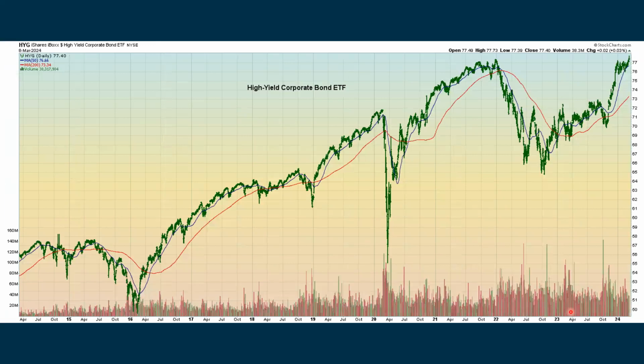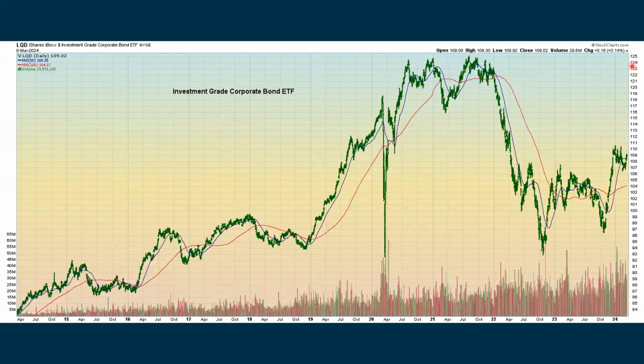These are high-yield corporate bonds. You also may know them as junk bonds. They continue to be breaking out and setting all-time highs. Investment-grade bonds are more conservative. They're also in an uptrend, but still have a long ways to go to set all-time highs.